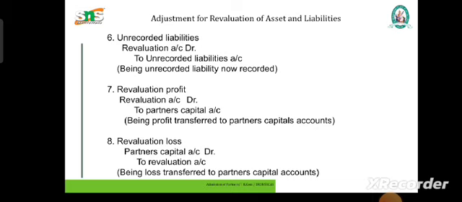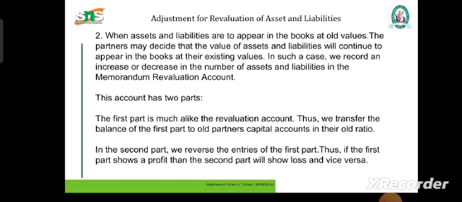The seventh one is revaluation profit: revaluation account debited to partners' capital account. The narration is being profit transferred to partners' capital account. The eighth one is revaluation loss: partners' capital account debited to revaluation account. The narration is being loss transferred to partners' capital account.